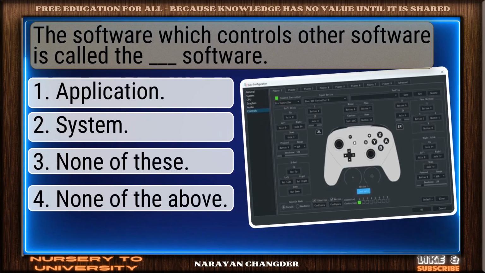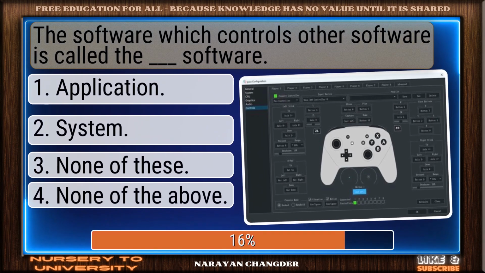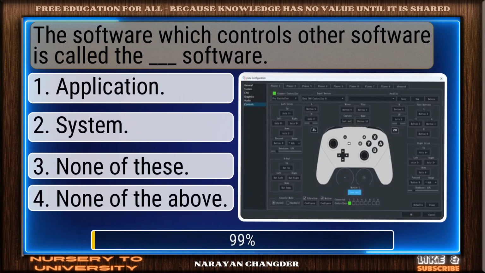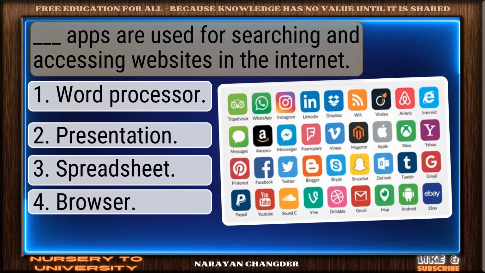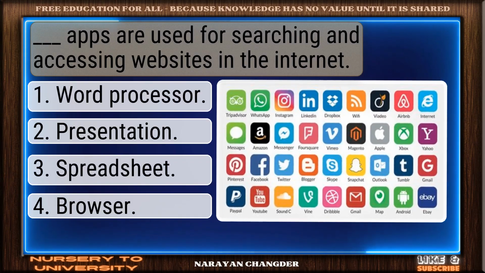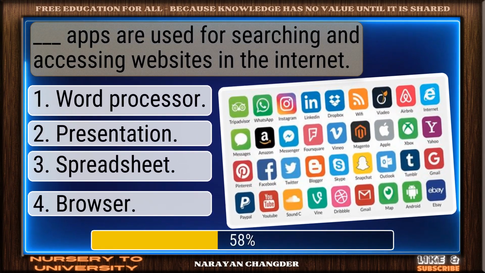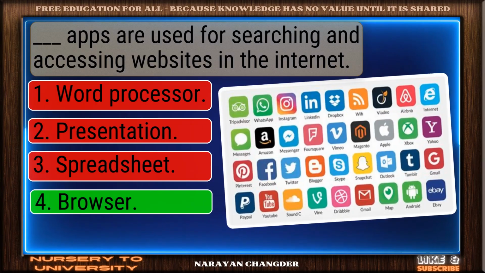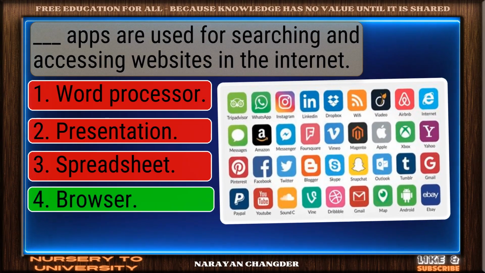The software which controls other software is called the dash software. You're right. System is the correct answer. Dash apps are used for searching and accessing websites on the internet. Exactly. Browser makes sense, and it is the right choice.